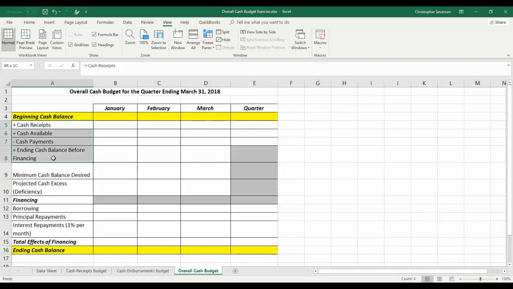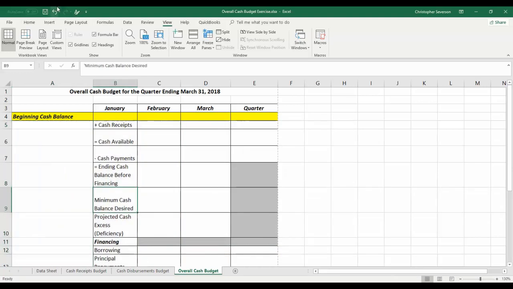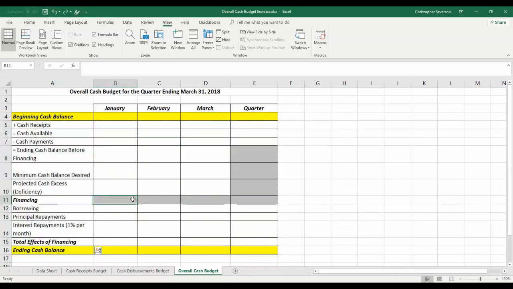I went ahead and created the template with the labels because they can get a little bit confusing. So I wanted to put that in here, and we're just going to figure out where to get the information from. I've also grayed out some of the cells that won't matter, just to simplify this example. So what we have here, we have beginning cash balance. We have cash receipts for a particular period, which is from the cash receipts budget.